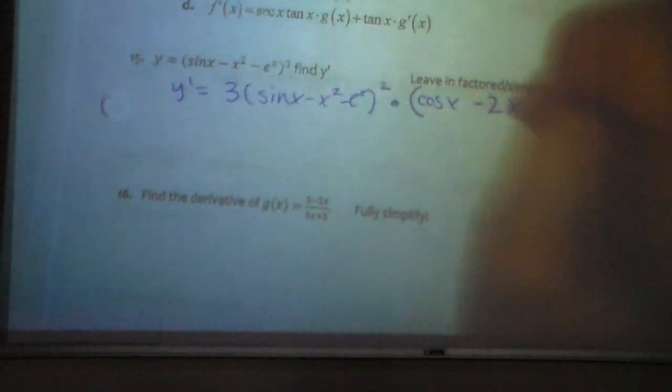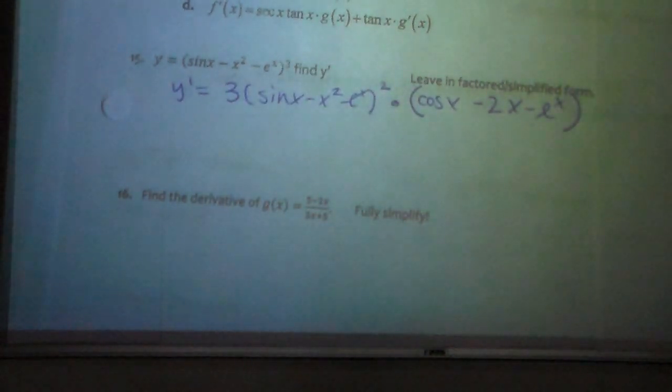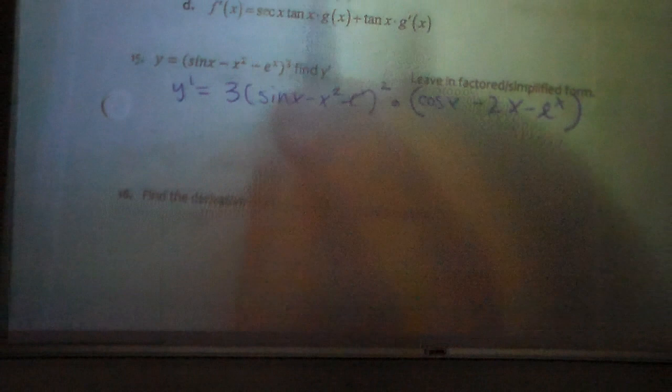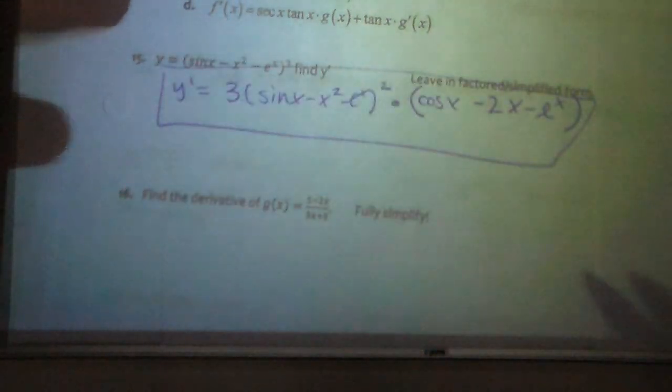Derivative of minus e to the x would be minus e to the x. And can't really do much from there. So this is the simplified factored form.